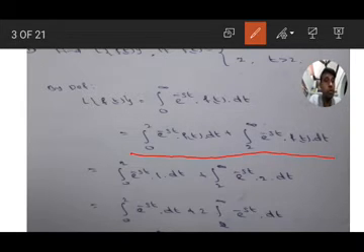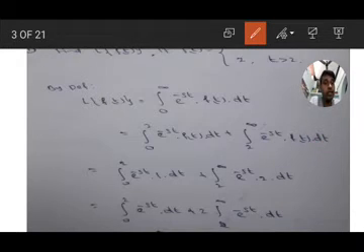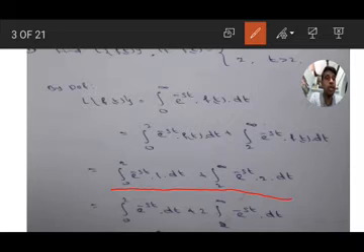In 0 to 2, the f of t value is 1. So we get the integral from 0 to 2 of e to the power of minus s t times 1 dt, and from 2 to infinity, where f of t value is 2, the integral of e to the power of minus s t times 2 dt. Here 1 is the coefficient outside, and here 2 is the constant coefficient outside.